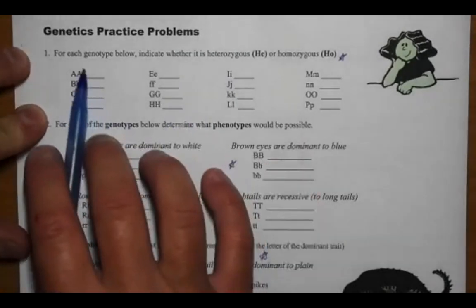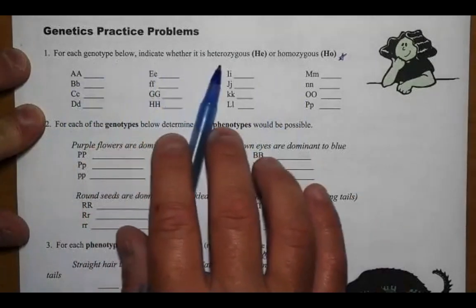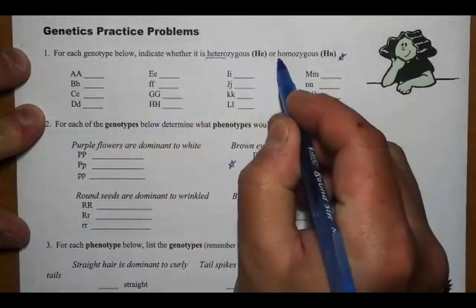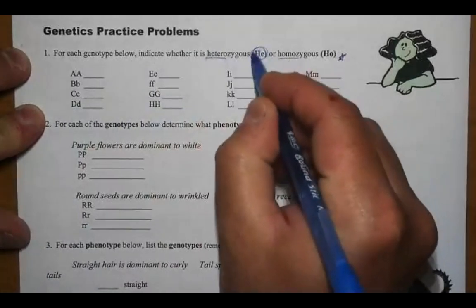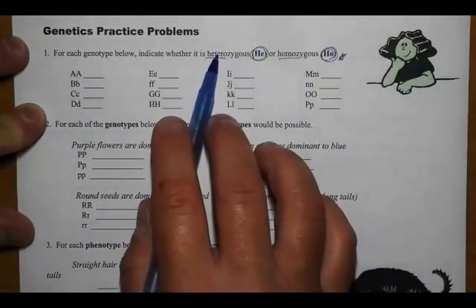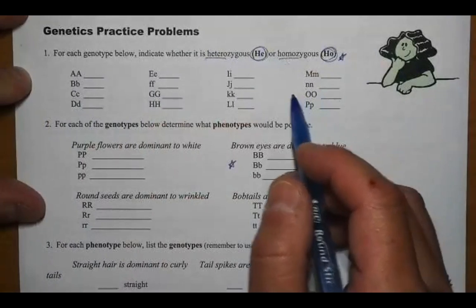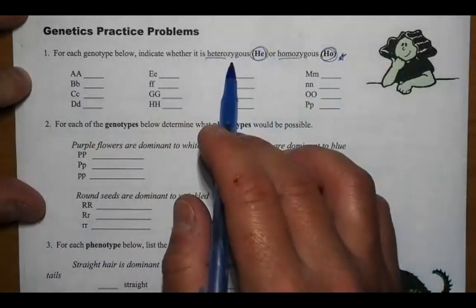So the first section here, for each genotype, that means the letters, indicate whether it is heterozygous or homozygous by saying HE for hetero, HO for homozygous. Hetero means different, homozygous means same. So if they are the same, I'm going to put HO. If they're different, I'm going to put HE.